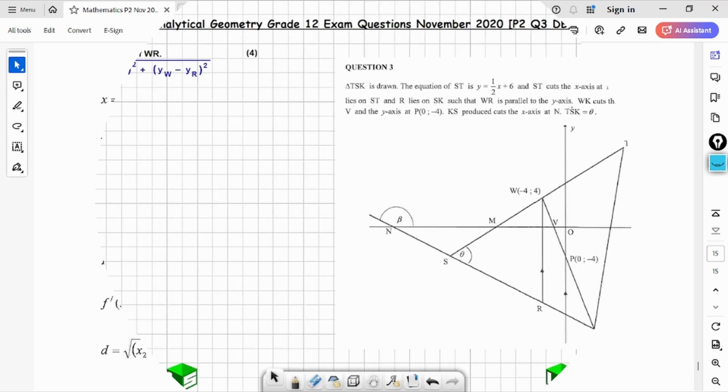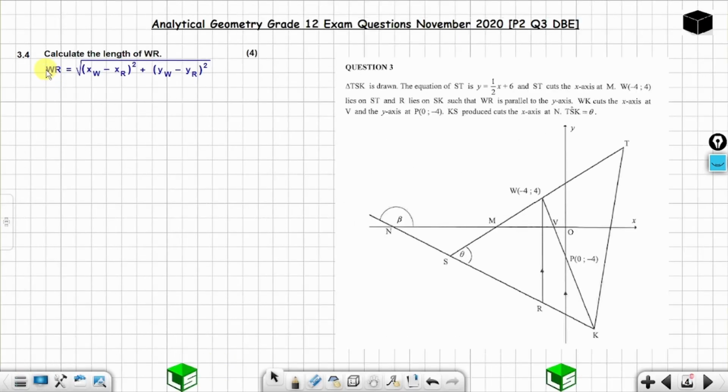So now you need the coordinates of the point W and the coordinates of the point R. We have W. Now R, we have the x coordinate. The x coordinate is -4 because W and R are on the same vertical line, so they are going to have the same x coordinate, -4. The y coordinate, we don't know.